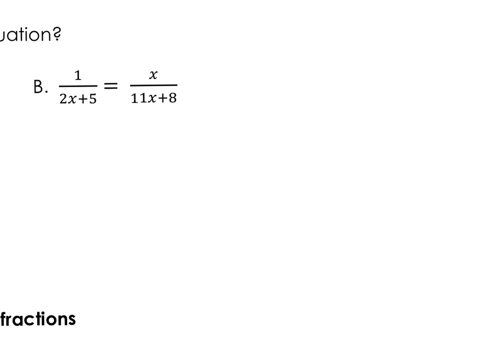Example B on the right is going to be a little bit more challenging. Notice we have fractions on both the left side and the right side, but only one fraction on each side. And this is where the cross multiply rule will apply.